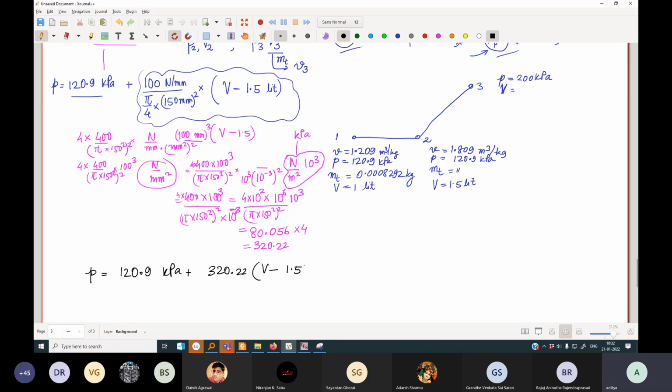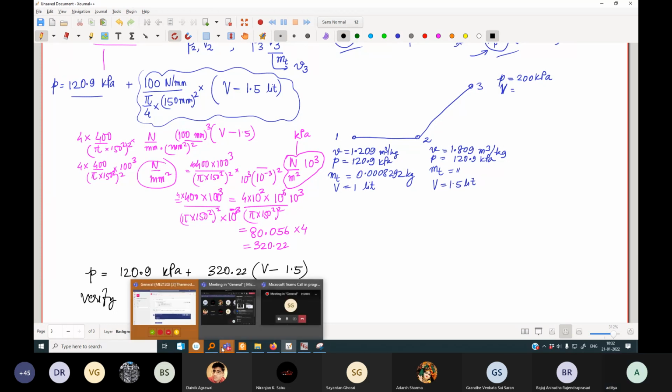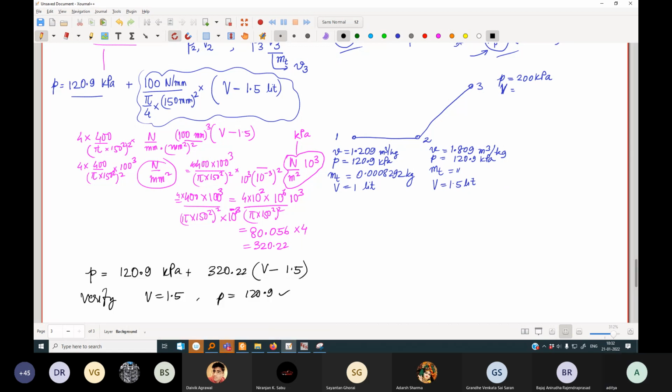With the help of this, now we can simply put V in liters over here. So what is the final pressure? Let's just verify. When V equals 1.5, P equals 120.9. Okay, this is correct. Meaning when we put P2 and V2, they'll check out.